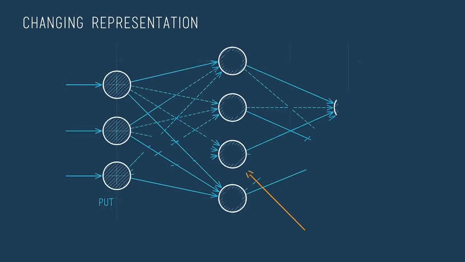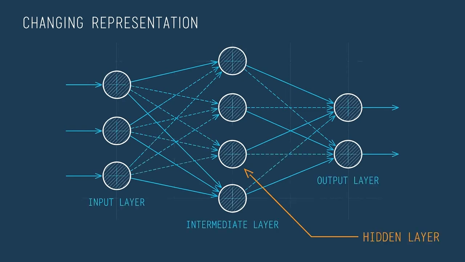Between the input, where the points enter, and the output, where the answer leaves, the network computes an intermediate layer. That internally computed in-between layer is called a hidden layer. Zoom in on one unit.